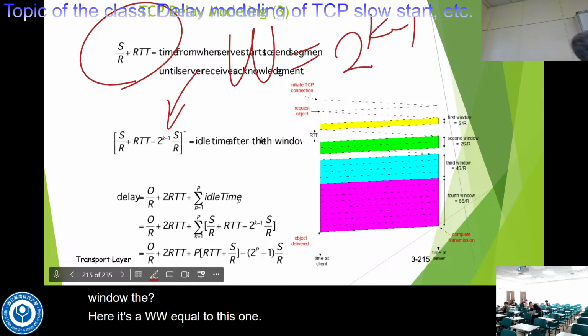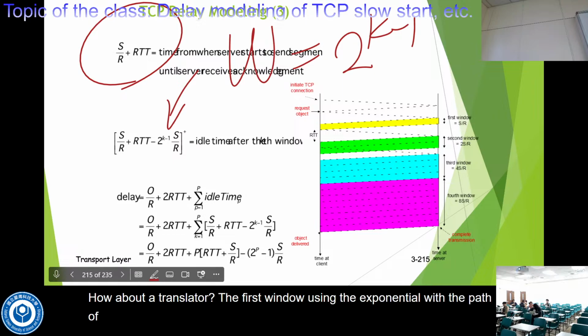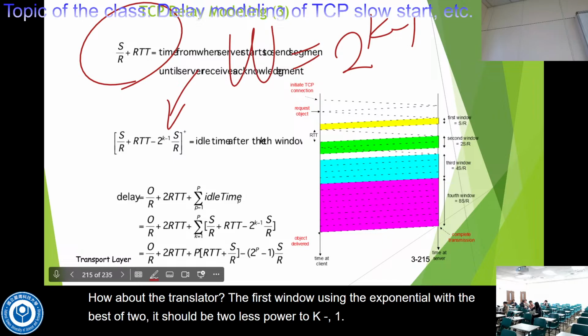If lowercase k denotes the k-th window, how about the first window? The first window, using exponential growth with the base of 2, should be 2 raised to the power k minus 1. And so, in fact, this is W.